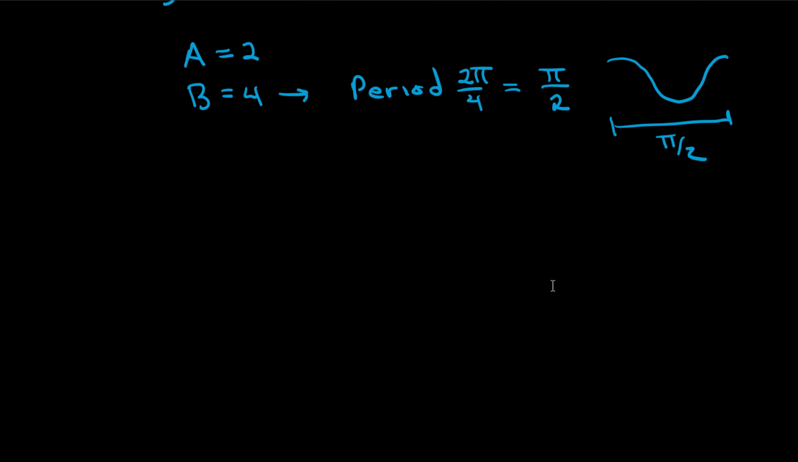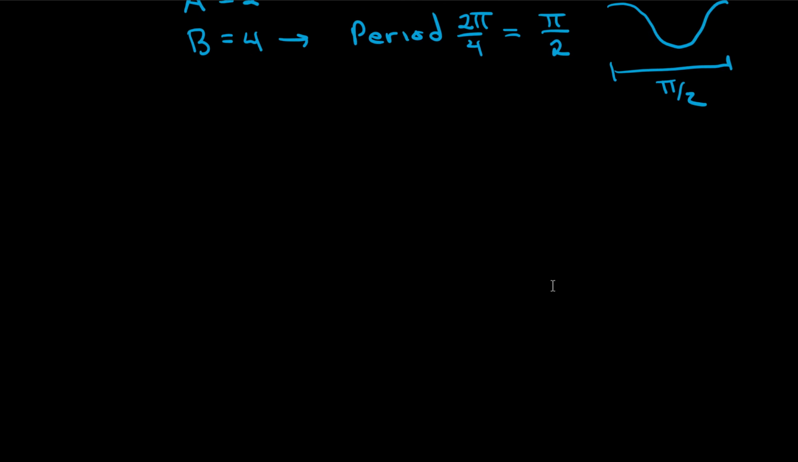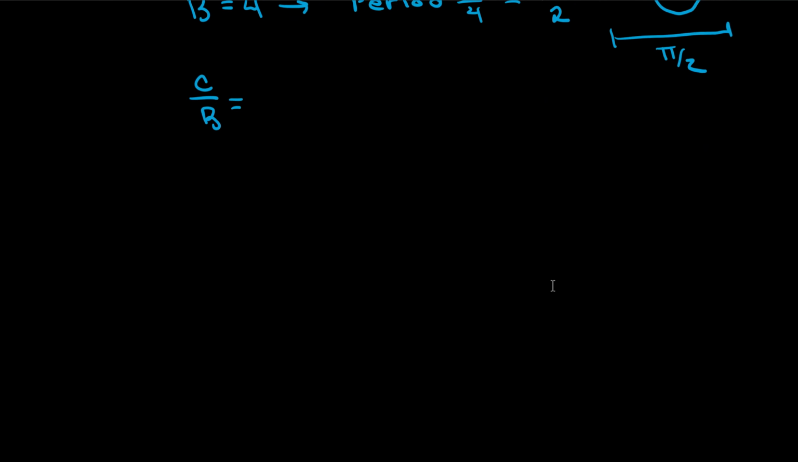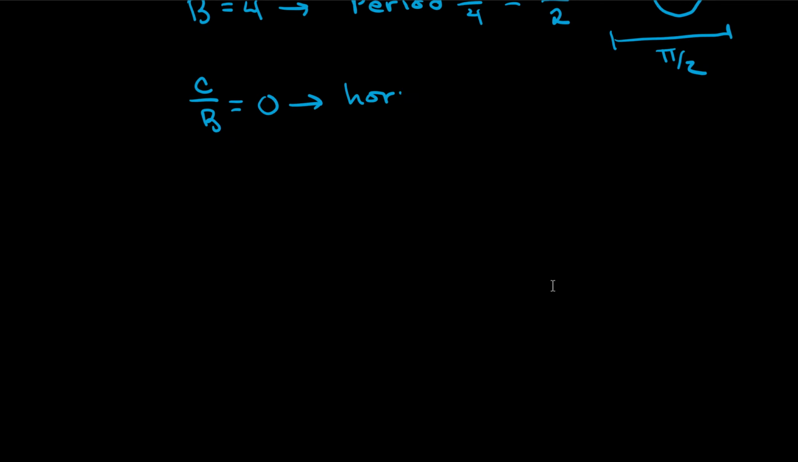The horizontal shift, if we look at the value of c over b, notice in our problem here, c over b is going to be 0. This means that we have a horizontal shift of 0. Well, that makes it easier. We don't have to move the graph to the left or to the right.